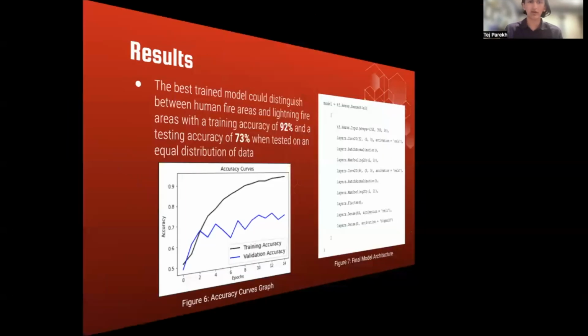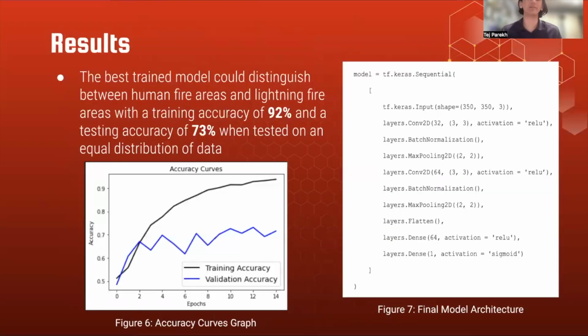So the results: my best model achieved a training accuracy of 92% and a testing accuracy of 73%. The testing accuracy is what we really care about. That's the number that explains how accurate the model is when it's shown an image that it's never seen before. And 73% I was very happy with. It's moderately high, and the model is definitely seeing these trends in these images, which is great to see. What you see on the right is my final model architecture, which is basically the structure of the model. You can see some of the batch normalization layers, which work to reduce overfitting.